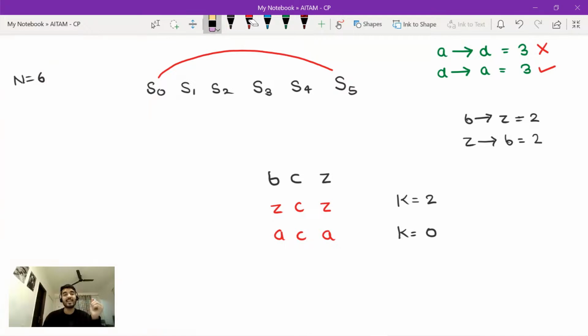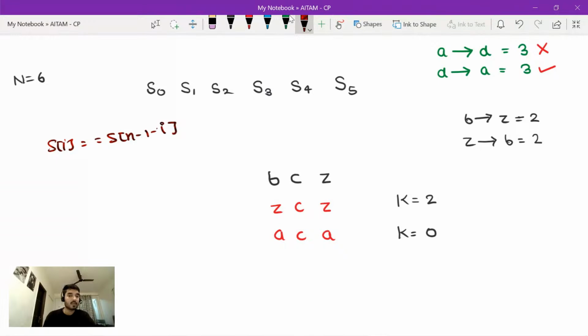So what is the best greedy approach that you can use? The best greedy approach is to convert every S of i to either S of n minus 1 minus i, or S of n minus 1 minus i to S of i. Whichever is minimum, I will select the one which is minimum. But this greedy approach won't work for all the cases. But let me just complete this greedy approach.